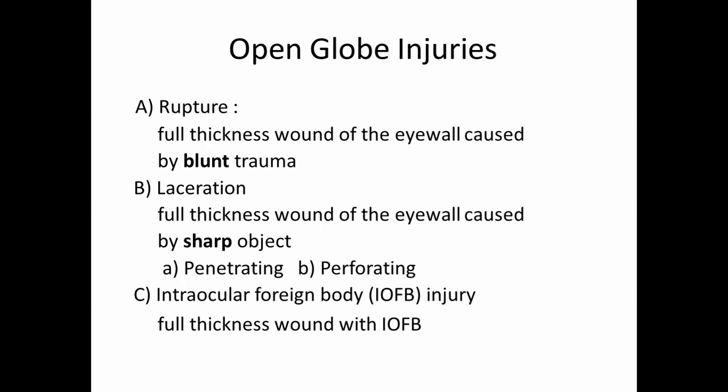Next one is the intraocular foreign body injury, where there will be a full thickness injury to the eye wall and there will also be an intraocular foreign body. So these are the different types of open globe injuries: the rupture, laceration and intraocular foreign body injury.